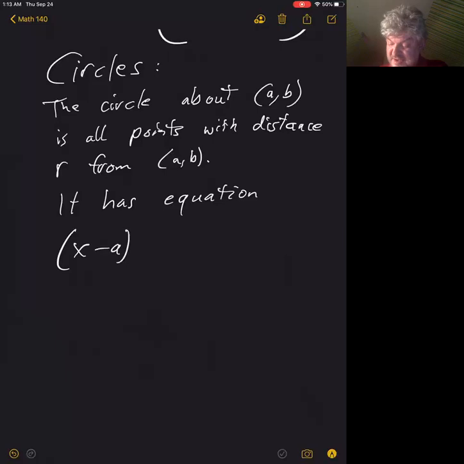(x − a) squared plus (y − b) squared. So that's the square of this distance that we are talking about, and therefore it's going to be r squared. If you take square roots on both sides, you would just have the r. And I would call that the standard equation for the circle about (a, b) with radius r.